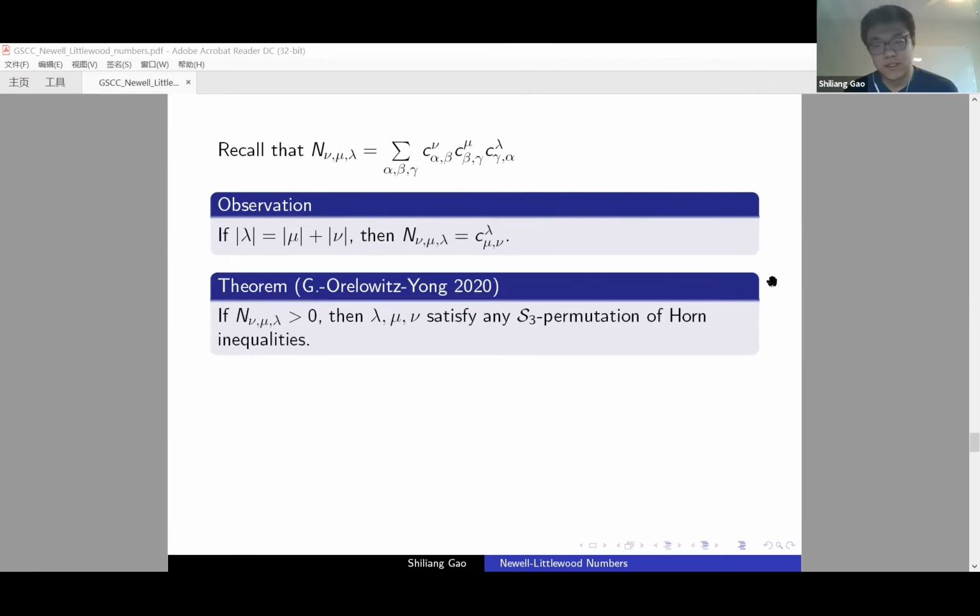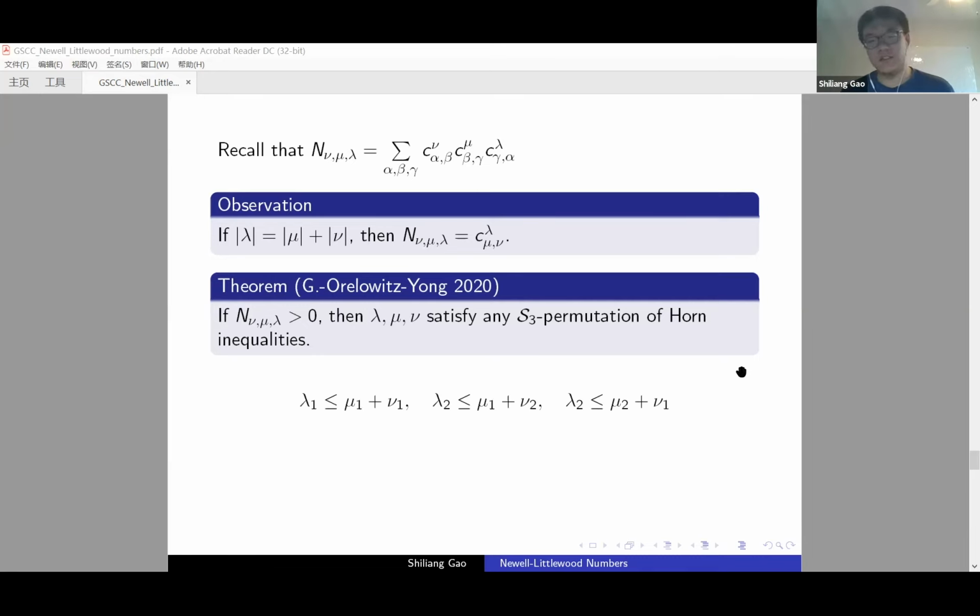Now, building from this, we were able to show, this is work last year with Gidon Orelowitz and Alexander Yong, that if the Newell-Littlewood number N_{μν}^{λ} is non-zero, then this λ, μ, ν satisfy any of the S3 permutations of Horn inequalities. What do I mean by S3 permutation? So for n equals 2, I'll just show you by example.